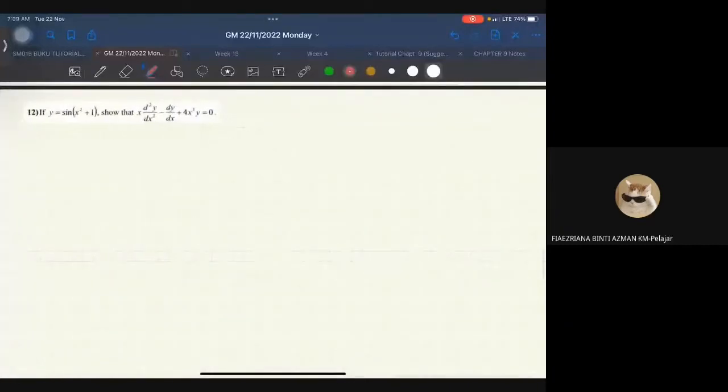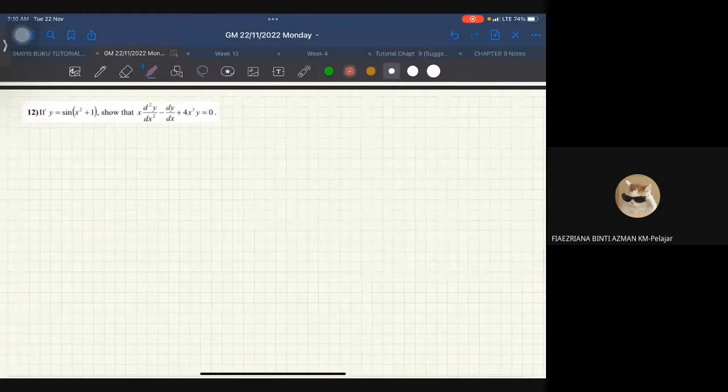So this is question number 12. Okay, so let's read this question together. Okay, so dia kata dekat situ, if y equals to sine in bracket x square plus 1. Okay, so you are given a function with a trigo function.